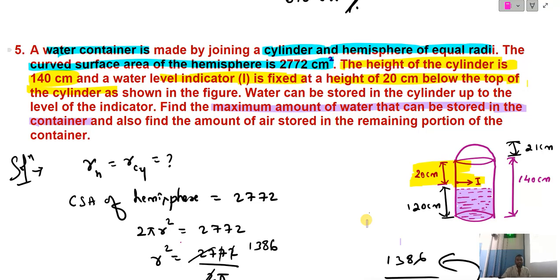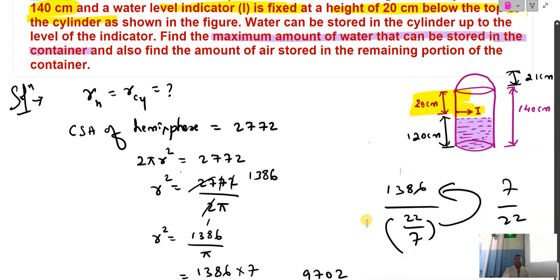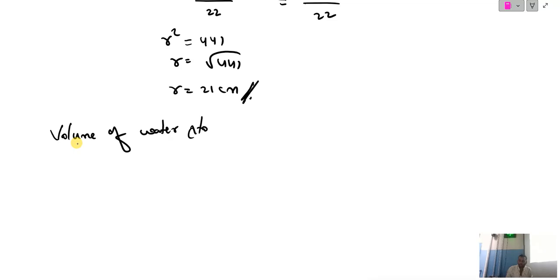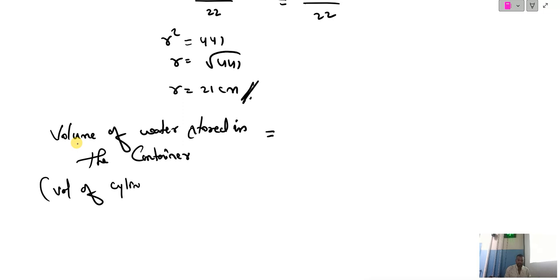Only volume of cylinder, till that only water is present. Am I right? But here what height should we take? 120. Height we have to consider 120. Am I right? Isn't it? So here we should write volume of water stored in the container. Volume of water stored in the container is equal to how much? That is volume of cylinder. Indirectly they are telling to find the volume of cylinder.